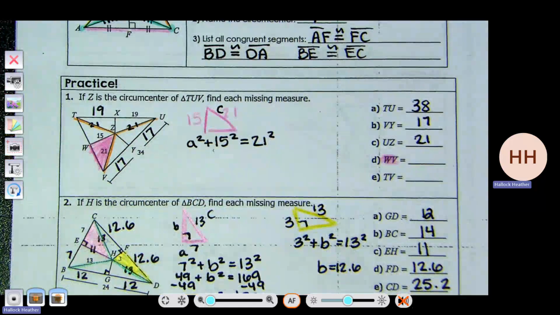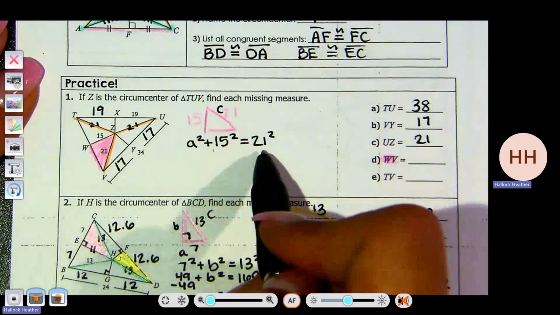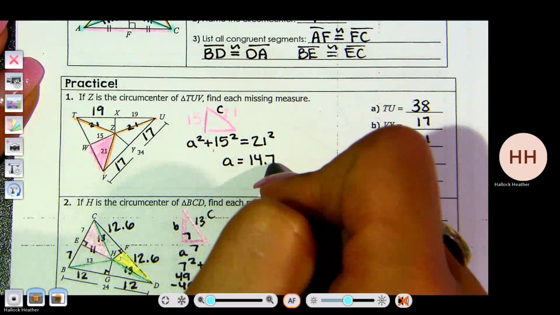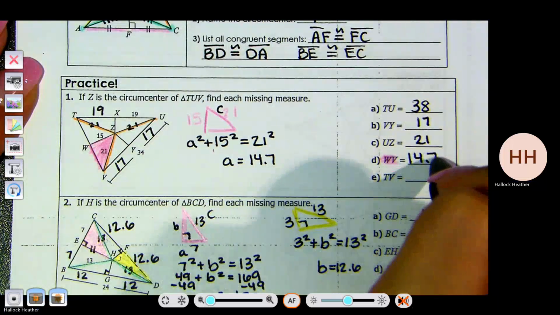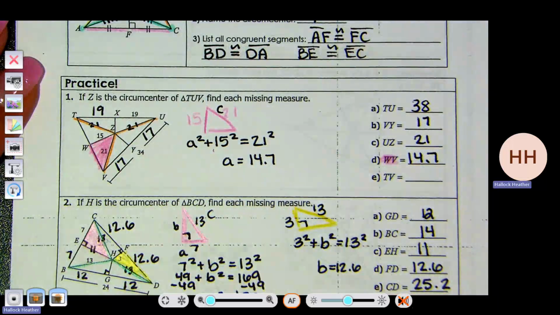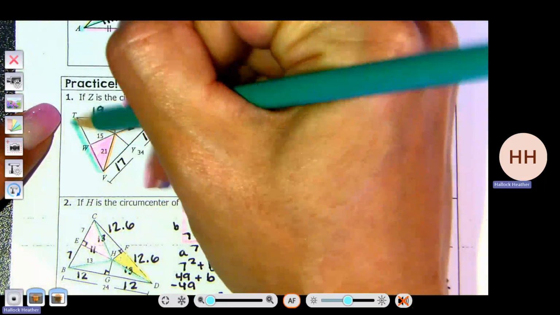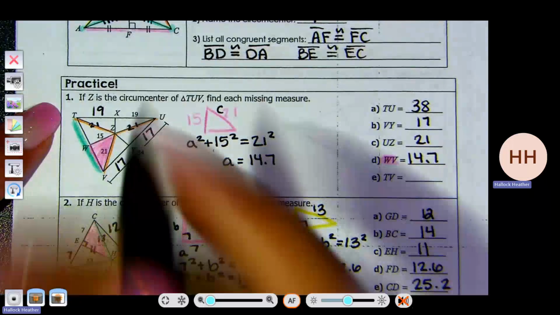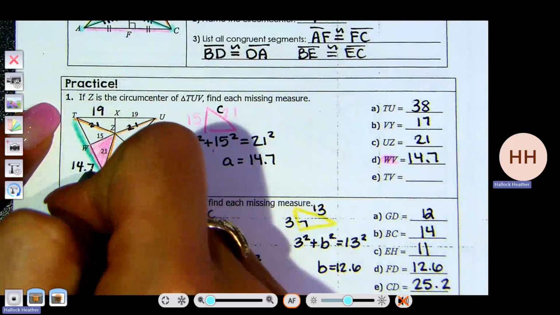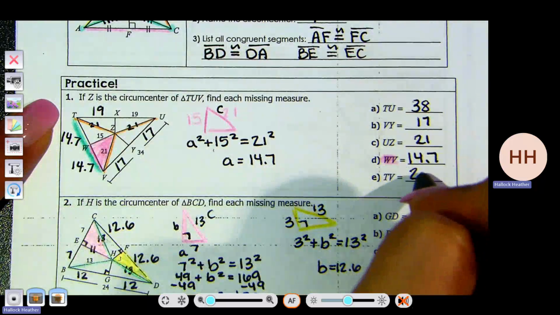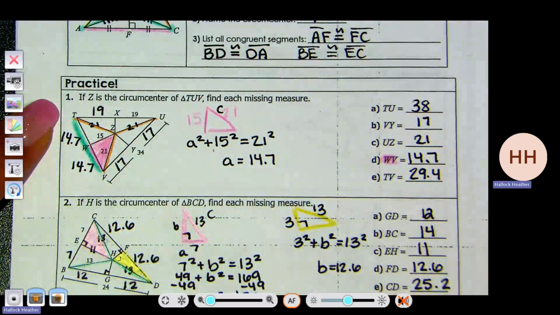Whenever you use the Pythagorean theorem to find one of the legs, you square it, you subtract it, and then you square root it. So you get 14, what did we say, 14.7? So 14.7. And then for the last one, you have to find T to V. Where's T to V? Oh, that's that whole length. So if this is 14.7, what's the whole length? Yes, 29.4, because it represents the whole distance.